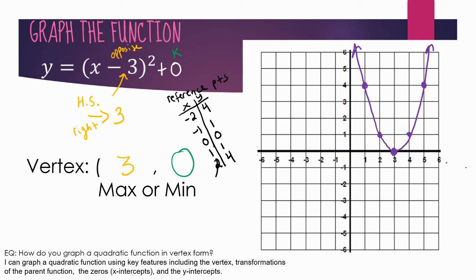Okie dokie. And so obviously, if you actually put these numbers in, so let's just say we actually plugged in 4 here, you would have 4 minus 3, which is 1. 1 squared is 1. 1 plus 0 is 1. So we plug in 4, we get out 1. If we plugged in 5, we would get out 4. But we like to use these same reference points just to make it faster.